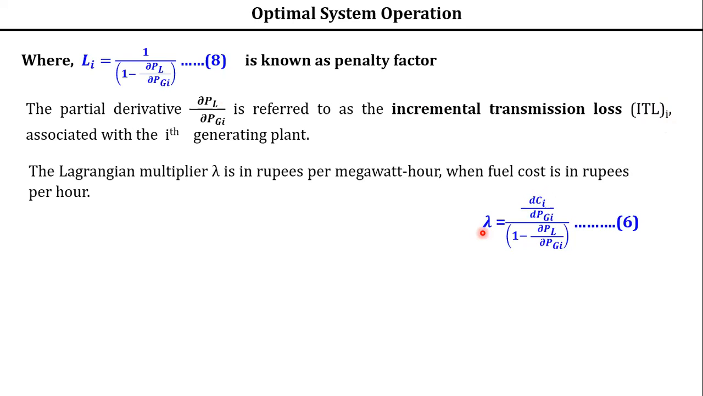When cost is represented in rupees per hour, because sometimes they will mention it in dollars per hour, in such cases it is dollars per megawatt hour. Like that it will change. That's why we are saying this Lagrangian multiplier lambda is equal to dCi by dPGi. We have seen it is nothing but incremental fuel cost. The unit will be rupees per megawatt hour if the cost is represented in rupees per hour.